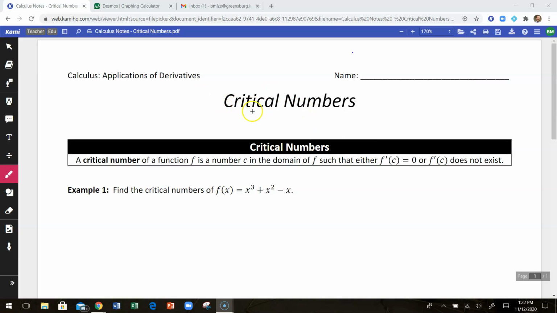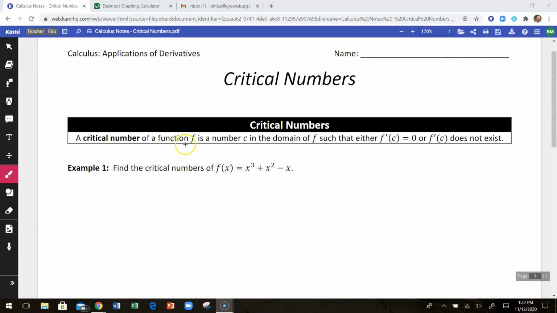Okay, in this video we're going to talk about critical numbers. Critical numbers are something that is going to be very important as we continue on in this unit. So, a critical number of a function f is a number c in the domain of f such that either f prime of c is equal to 0 or f prime of c does not exist.